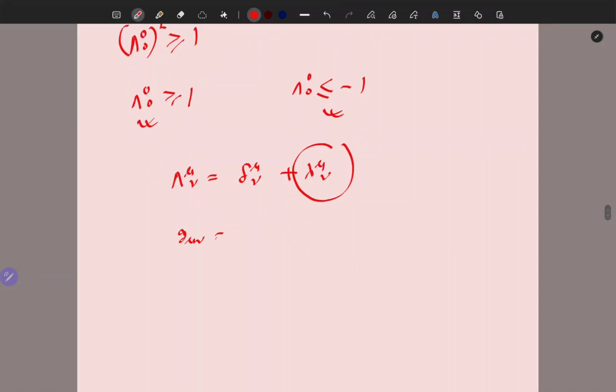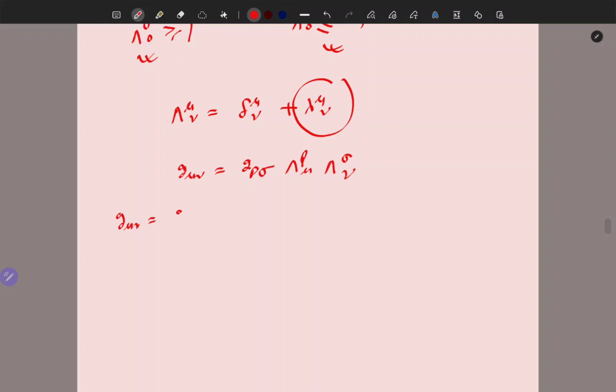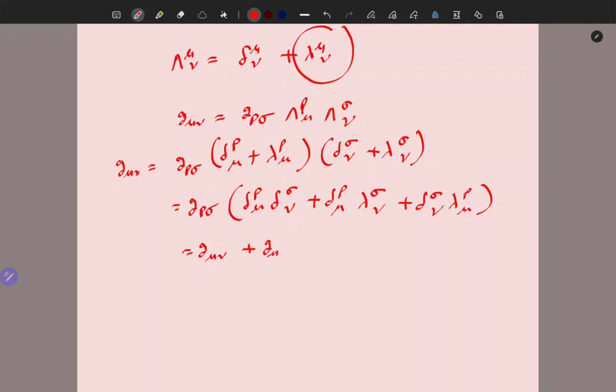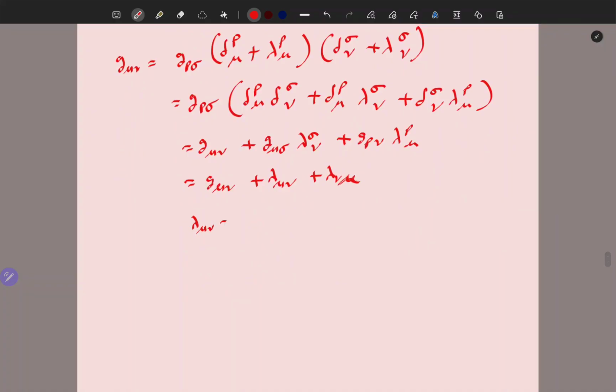Substituting this in G_μν = G_ρσ Λ^ρ_μ Λ^σ_ν, we have G_μν = G_ρσ (δ^ρ_μ + λ^ρ_μ)(δ^σ_ν + λ^σ_ν), and we have G_ρσ (δ^ρ_μ δ^σ_ν + δ^ρ_μ λ^σ_ν + δ^σ_ν λ^ρ_μ), and we have G_μν plus G_μσ λ^σ_ν plus G_ρν λ^ρ_μ, and G_μν plus λ_μν plus λ_νμ, implying for the infinitesimal λ_μν = minus λ_νμ. This is equation number 5 and this is equation number 6.